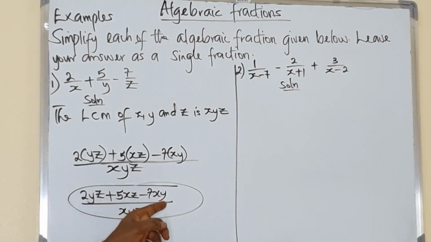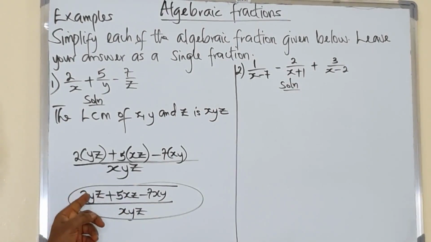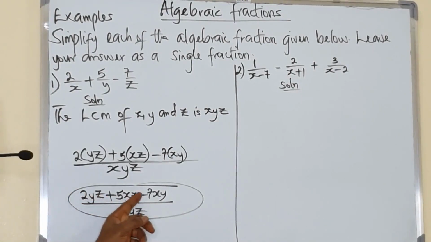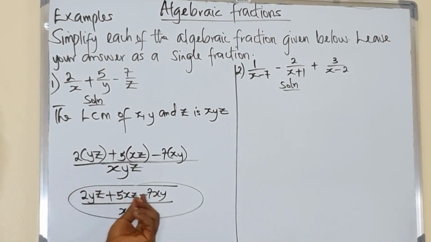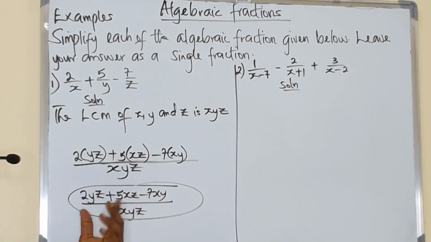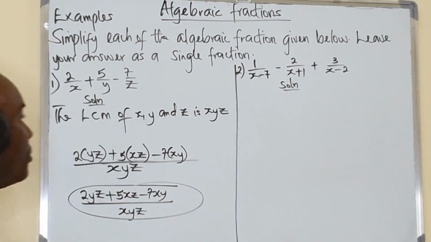We would have simplified the numerator if all the letters we have here, the variables, were the same. But this time you can see that they are not like terms, so we cannot simplify any further. Let us take example 2.